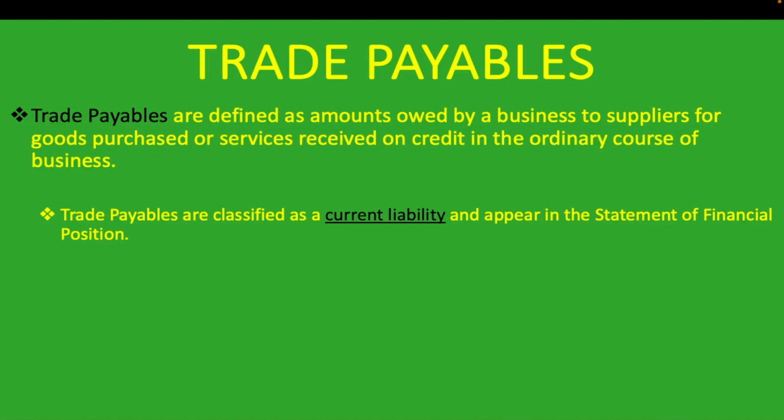Under liabilities, you'll see non-current liabilities, which are liabilities that will pay over a period of longer than 12 months. And you'll see current liabilities. Under there, you will see trade payables or trade and other payables, but we'll explain that shortly.